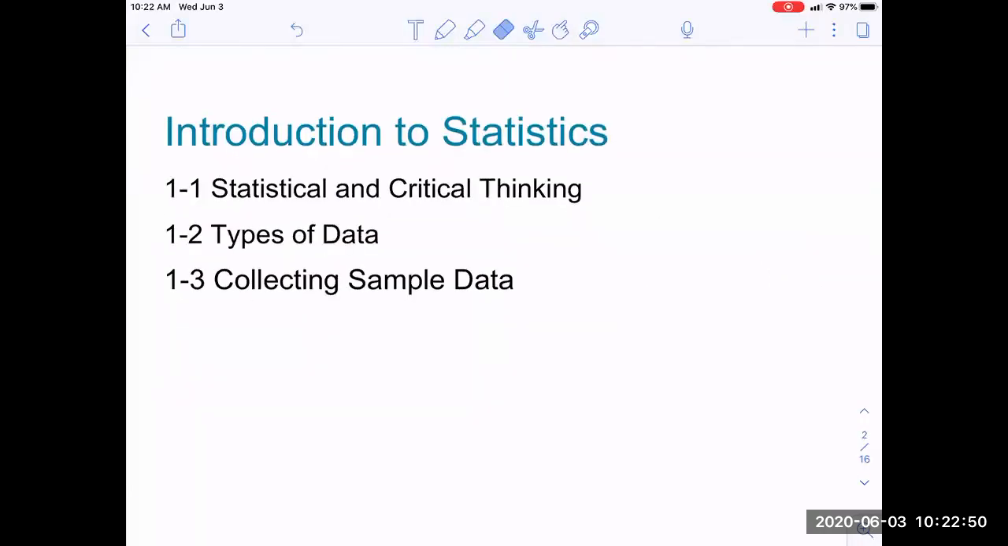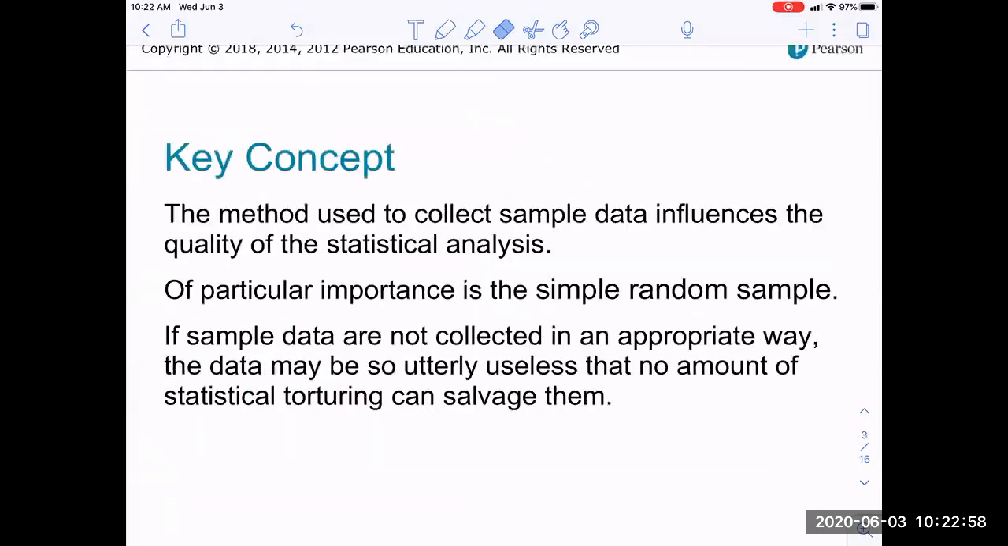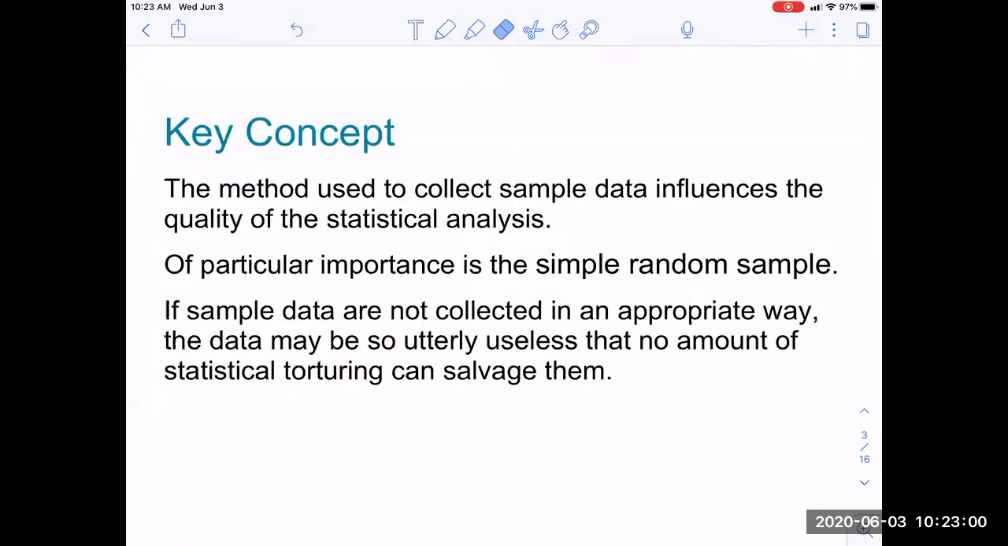Okay, we're going to look at collecting sample data, different methods of sampling a population. What we really want to be able to do is called a simple random sample. That's like the gold standard. It's not easy to do, as you will see.